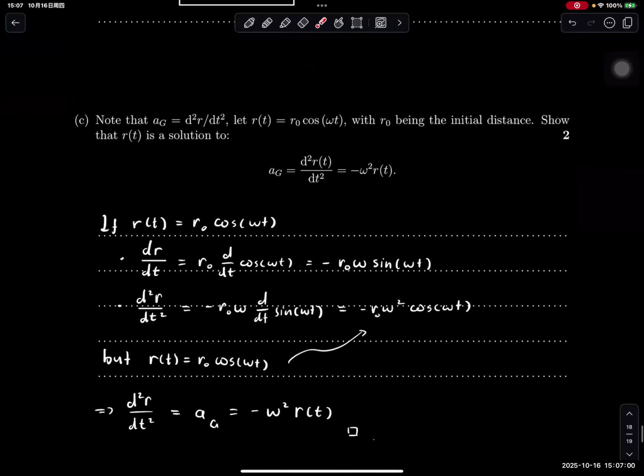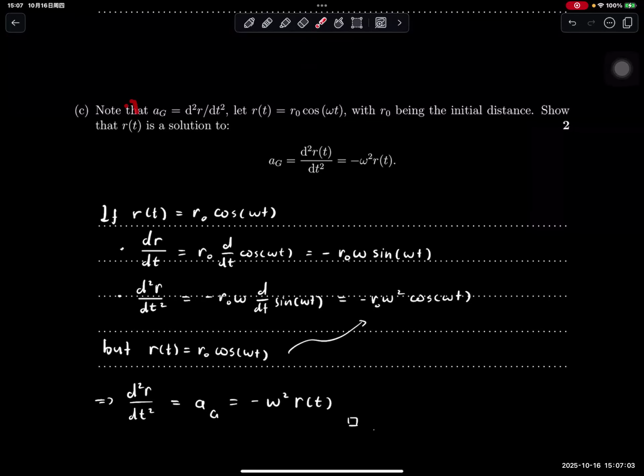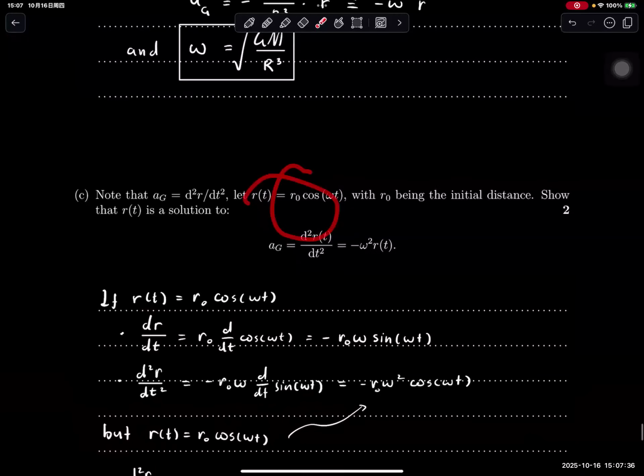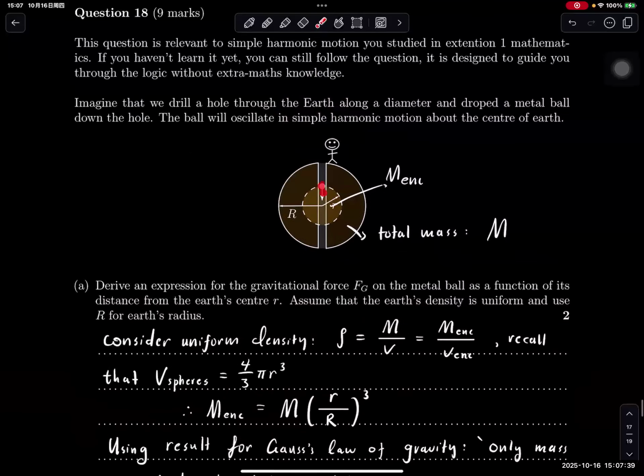Then question C says that acceleration is the second derivative of your displacement. If your displacement is modeled as this equation, because the particle is going up and down, it's sort of like a cosine function, right? The amplitude goes up and down over time. You want to show that r as a function of t is a solution to this. So we can substitute this into the differential equation, differentiate it twice, and we'll see that we get the same result on the left hand side and the right hand side. That shows this is our solution for the position of this metal ball.